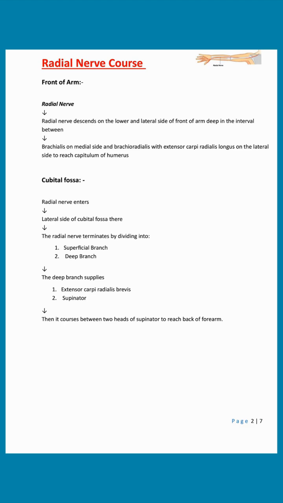The radial nerve terminates by dividing into 1. Superficial branch. 2. Deep branch. The deep branch supplies 1. Extensor carpi radialis brevis. 2. Supinator. Then it courses between 2 heads of supinator to reach back of forearm.